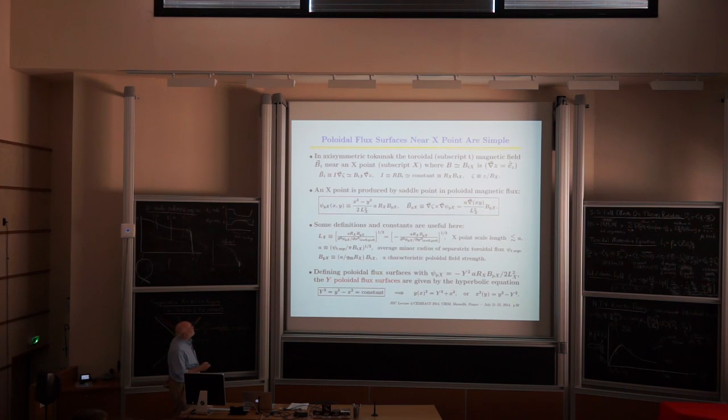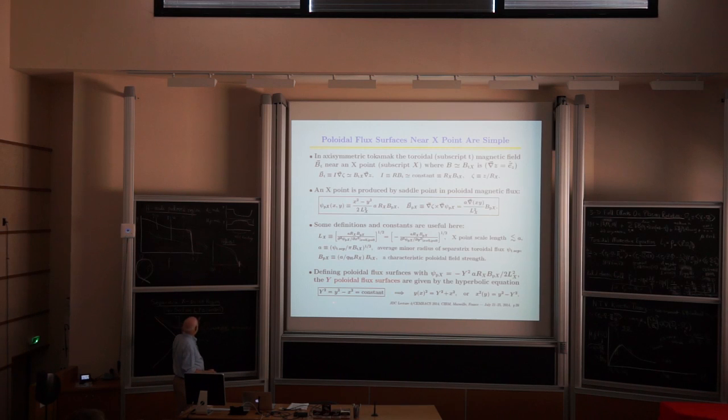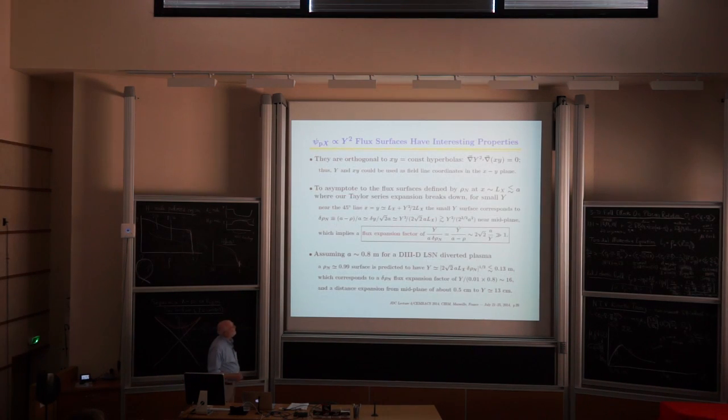It turns out this x point is a saddle point in the poloidal magnetic field. So going this direction, the magnetic field goes up. Going this direction, it goes down. Okay, so it's a saddle point. And so you just say, I've got a local Cartesian coordinate, so the poloidal flux becomes a saddle point. And then there's certain characteristics of it, and this y equals constant is a parabolic equation, basically.